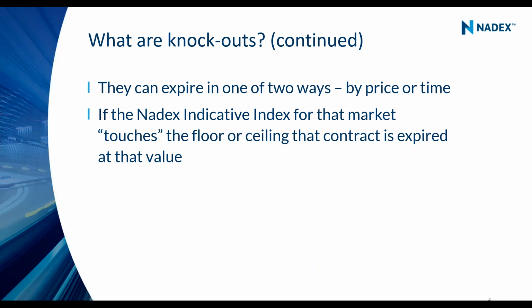So if you thought the price of something was going lower, you would sell it. And if the price went down and touched the floor, boom, you would get knocked out and you would experience maximum potential profit. Now, if you sold it and you were wrong and it went higher and touched the ceiling, the higher price, you would get knocked out for maximum potential loss.